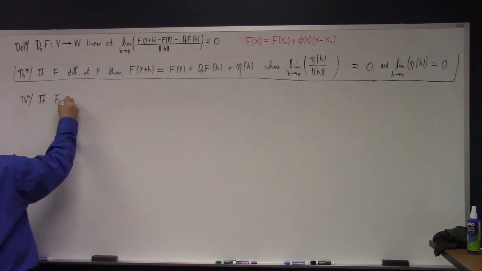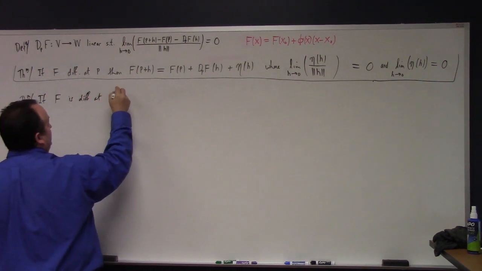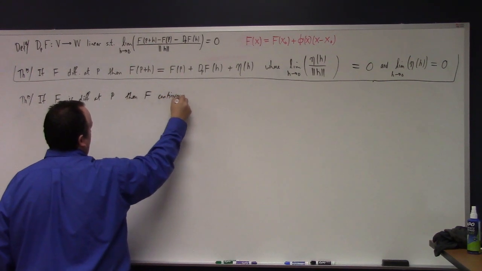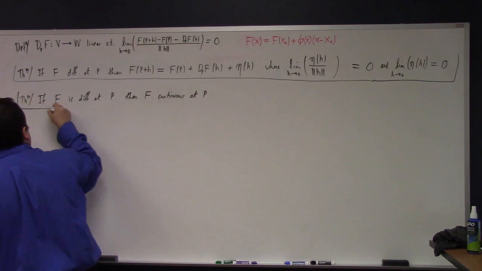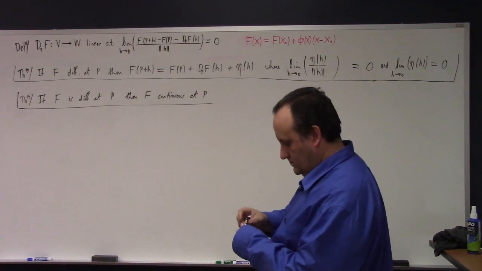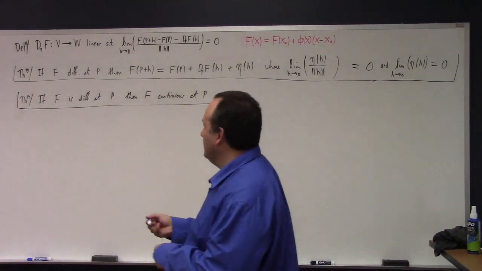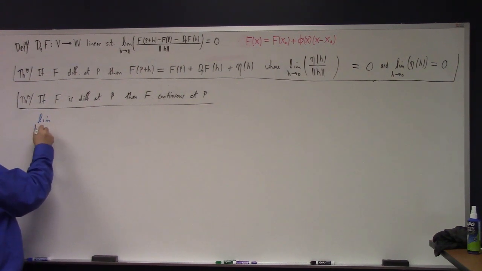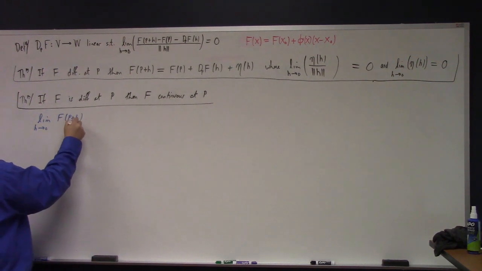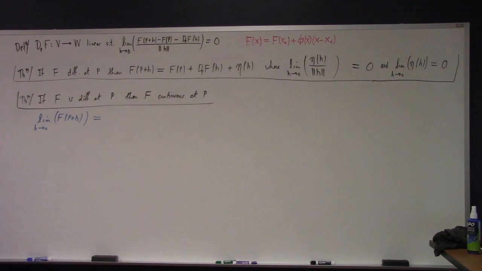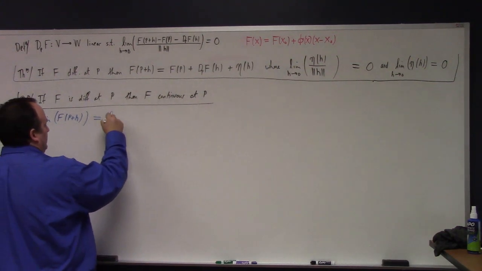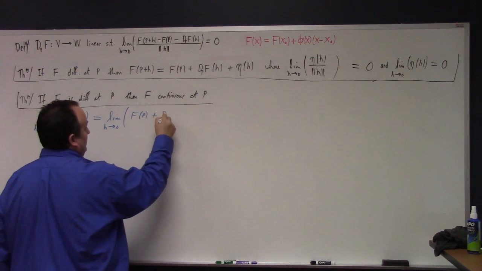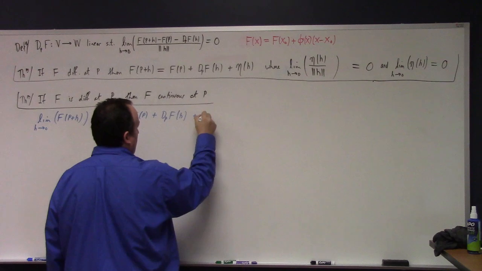if f is differentiable at p, then f is continuous, that becomes really easy to prove. How do you prove that? Well, we're basically calculating the limit. We'll find it convenient to calculate the limit as h goes to 0 of f of p plus h. If we can show that's equal to f of p, that suffices to prove continuity, right? But what are we looking at? Well, we're looking at the limit as h goes to 0 of f of p plus d_p f of h plus eta of h.